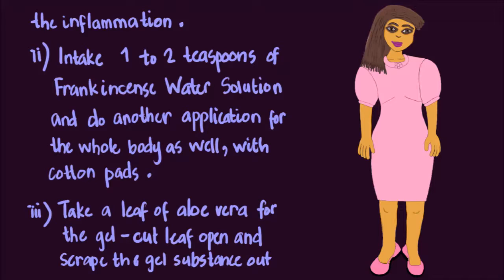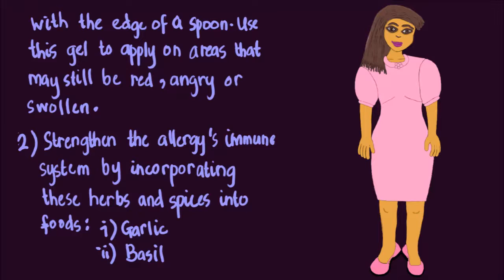2. Intake 1 to 2 teaspoons of Frankincense Water Solution and do another application for the whole body as well with cotton pads. 3. Take a leaf of aloe vera for the gel, cut leaf open and scrape the gel substance out with the edge of a spoon. Use this gel to apply on areas that may still be red, angry, or swollen.